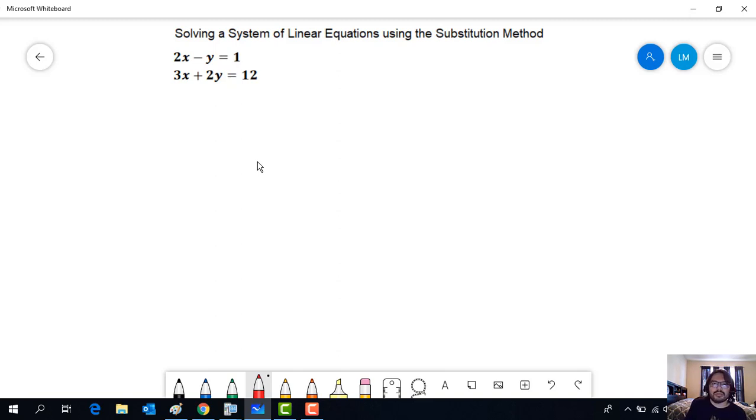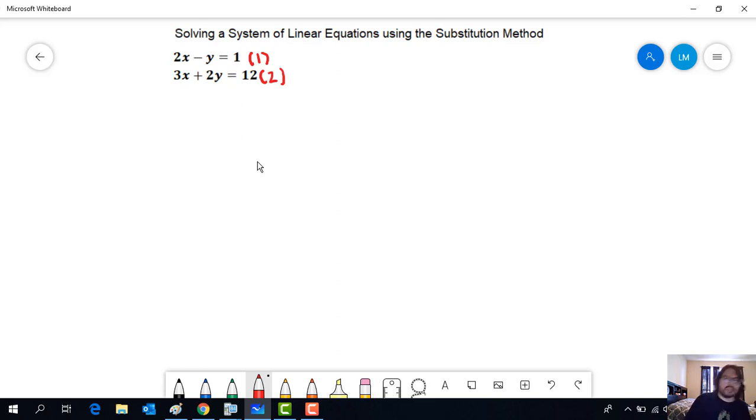Hello, so today I'm going to solve a system of linear equations by using the substitution method. Now the easiest way to approach these is to just look at what equations we have. So we have equation 1 and then we have equation 2. Now what I want to do is basically just solve for one of the two variables.